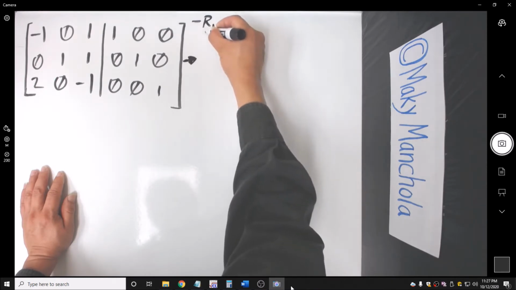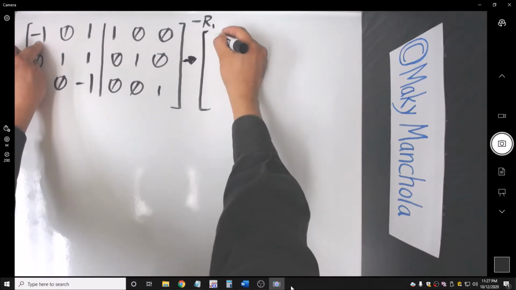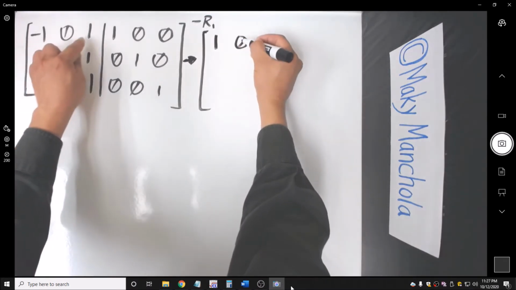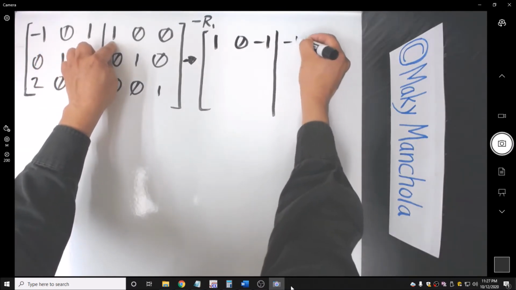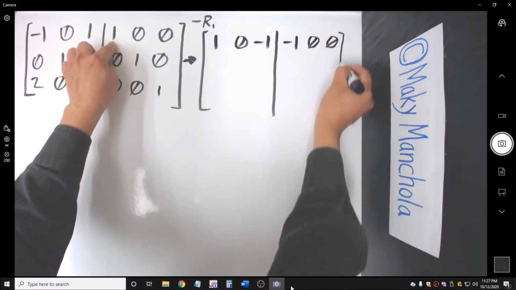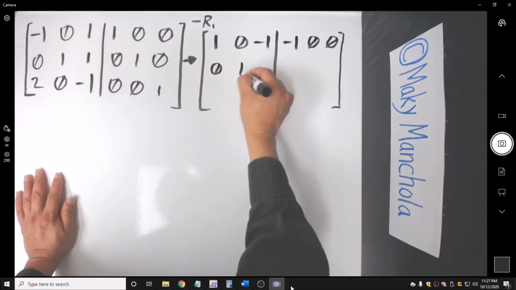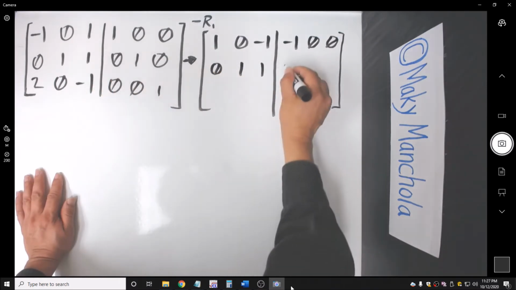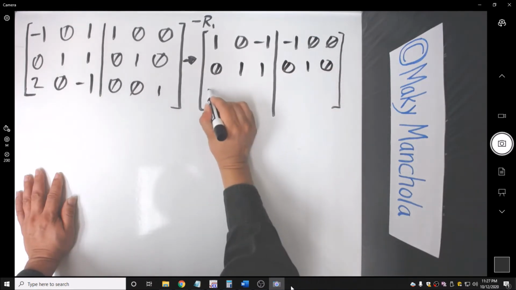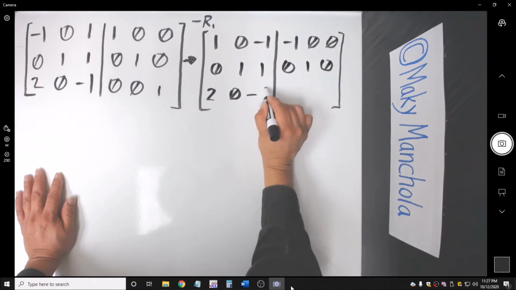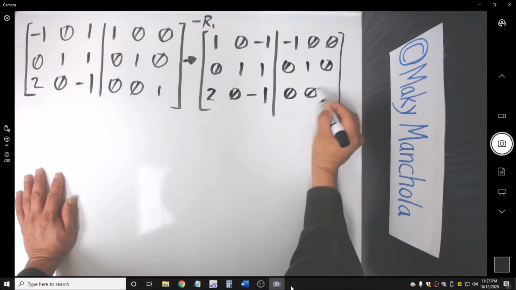Okay, so here's what you obtain. That's going to be 1, 0, -1, -1, 0, 0. Everything else remains unchanged. So 0, 1, 1, 0, 1, 0, 2, 0, -1, 0, 0, 1.